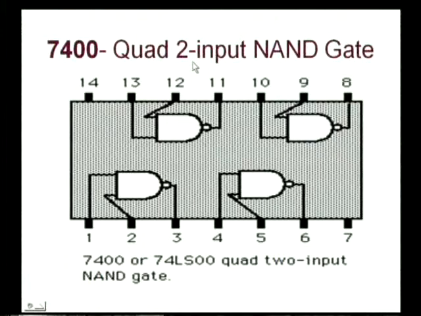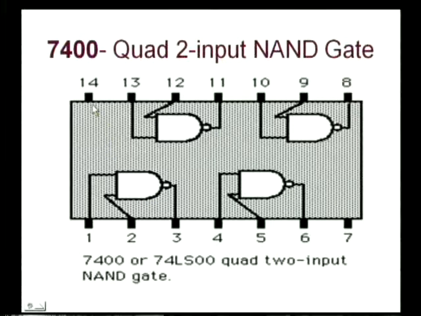Quad refers to there being 4 such NAND gates in this IC, and each NAND gate is a 2 input NAND gate. So, each gate requires 3 pins, and 3 times 4 becomes 12. With the ground and VCC terminals, we require a 14 pin IC for this. So, 7400 is one such IC fabricated to house 4 such 2 input NAND gates.